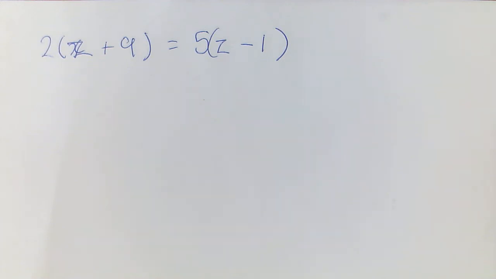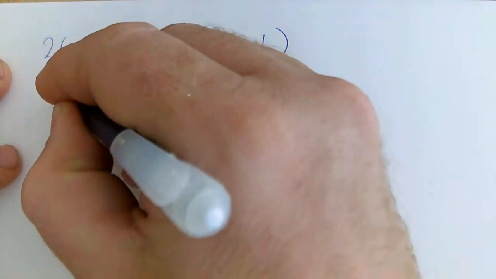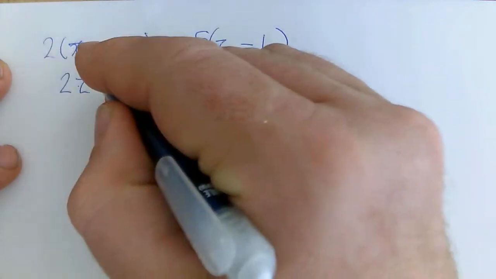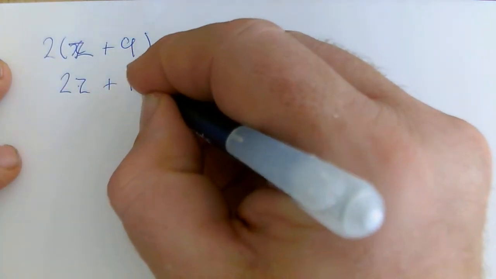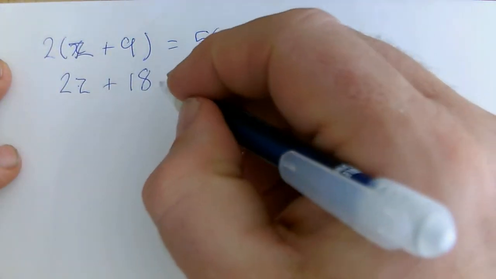2 times z plus 9 equals 5 times z minus 1. So if you look at those, you know it's a bracket on either side. First thing you do, step 1, expand both brackets, and you've got to remember that both terms are multiplied by the first number. So you get 2z from z times 2, and you get 18 from 2 times 9.